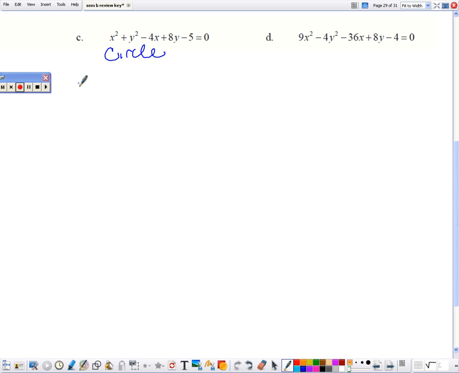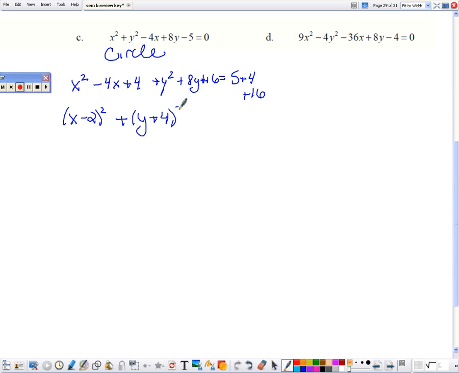So again, reorganizing this. I'm going to move the 5 over. Half of 4 squared, add to both sides. Half of 8 squared. So we're going to factor. And then 5 plus 4 plus 16 equals 25.